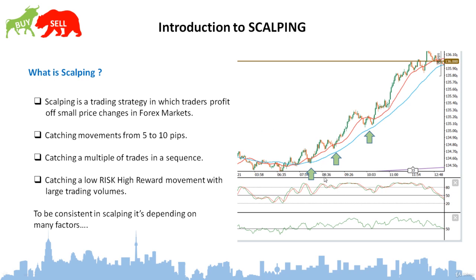As you can see in this chart, we have the chart of Euro USD. A trader will focus on catching trades like these, 5 to 10 pips. Sometimes it goes to 20 pips. It depends on the market conditions. The trader will also focus on doing multiple trades in a sequence.